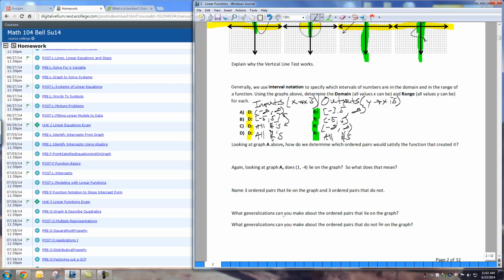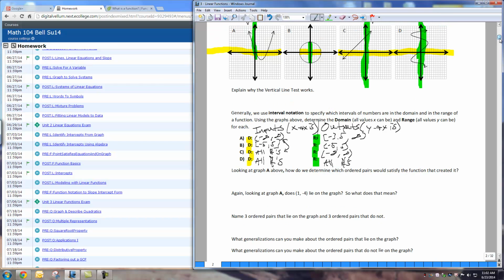Now, let's go a little bit deeper. Looking at graph A, how do we determine which ordered pairs would satisfy the function that created it? Well, let's take this point for example right here. The graph seems to go through 0, 0. So whatever function created it, when I plug in 0 for x, I better get back 0 for y. Or even zooming in, it almost looks like 0, 1. It's hard to tell exactly from the graph.